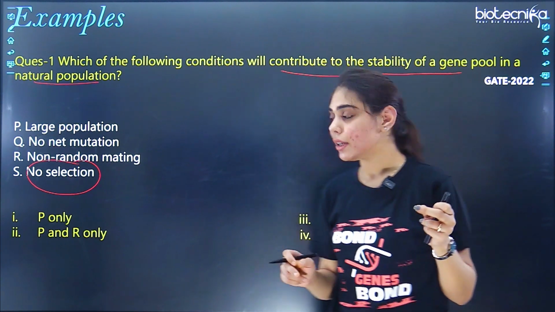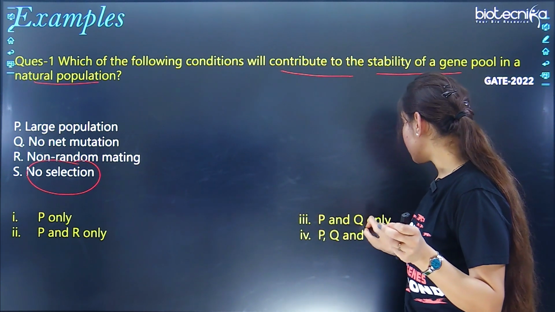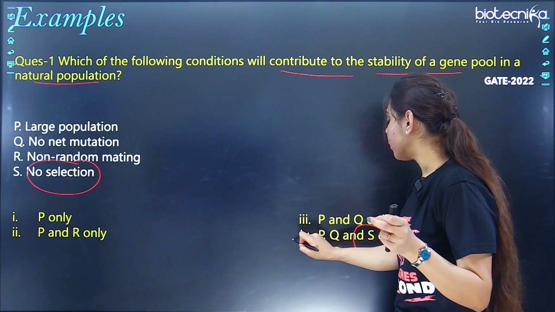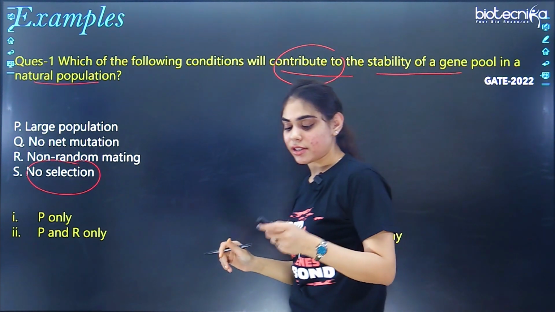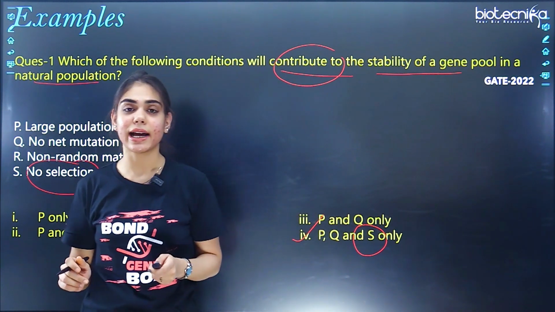So where can I find no selection? I can find no selection in option S, in option 4. So this is the right answer because we have to select the correct statement. So the fourth answer is the right answer here.